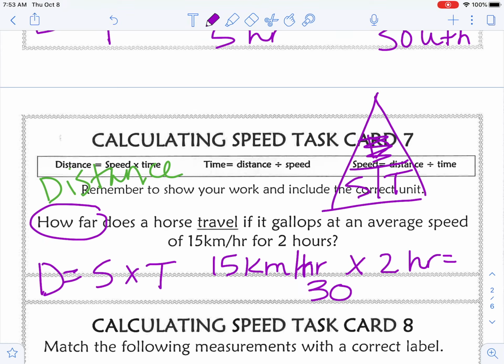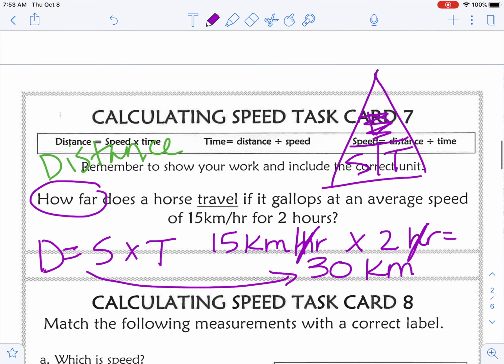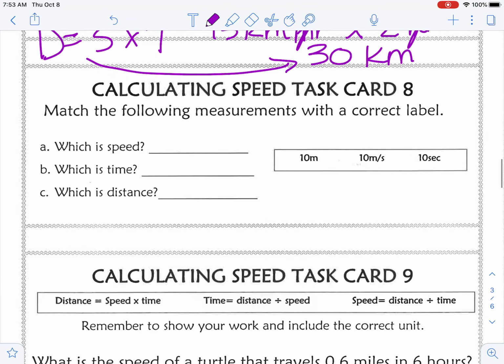So the numeric part of it is 15 times 2, which is 30. Now I'm ready to find my units. I'm going to cross off units that are the same, leaving me just with kilometers. So I'm going to double check. Does that make sense? Does 30 kilometers make sense for a problem that I'm trying to solve? Distance. How far does a horse travel? It travels 30 kilometers.